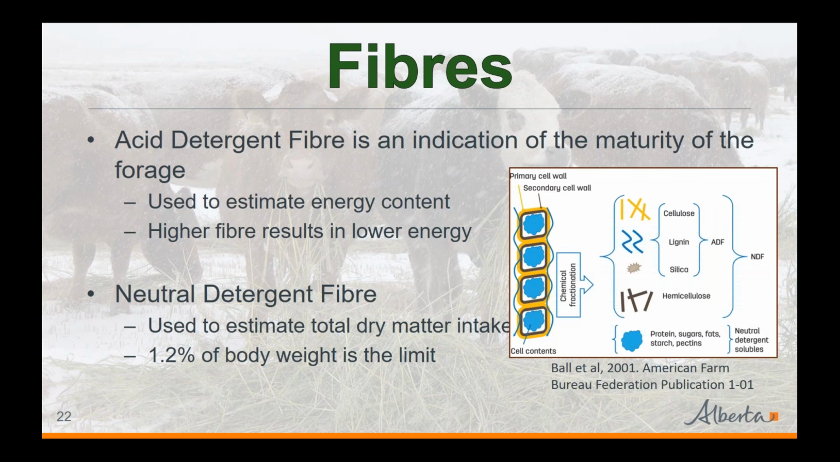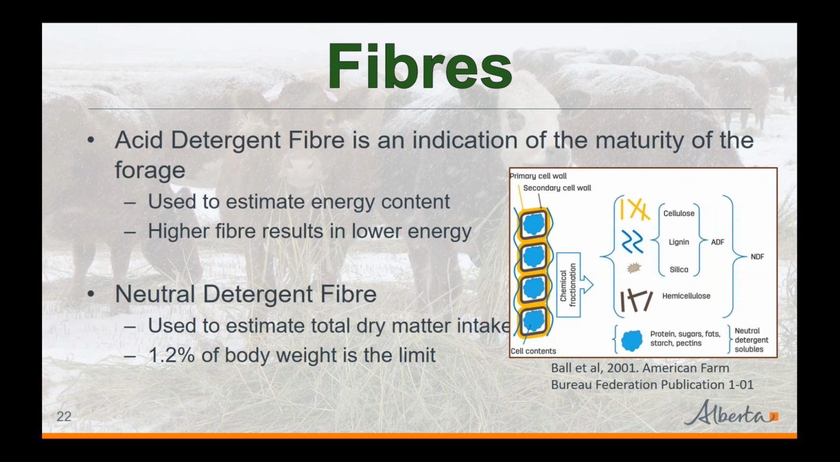Now, the difference between acid detergent fiber and neutral detergent fiber, if you look at the diagram, is that the acid detergent fiber has cellulose, lignin, and silica involved with that evaluation. The difference between the two is the hemicellulose. Hemicellulose is the glue between the cells in the plant structure that keeps the plant from falling over or lodging. Very difficult to digest. It's one of the things that we use to estimate the total dry matter intake so we can balance the ration on the amount of feed that the animals can actually eat.